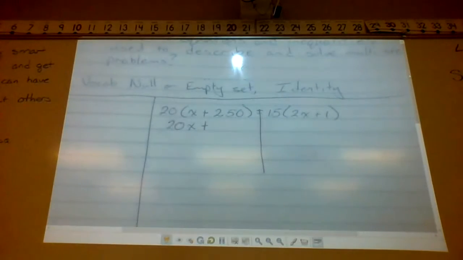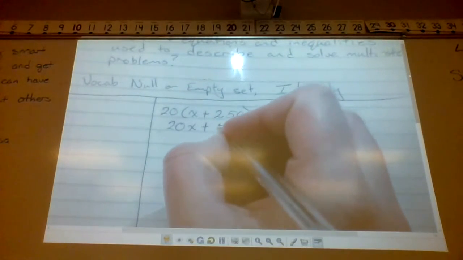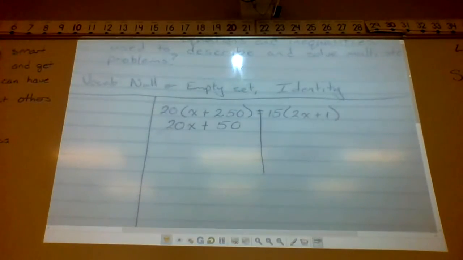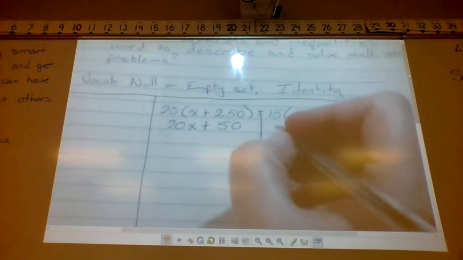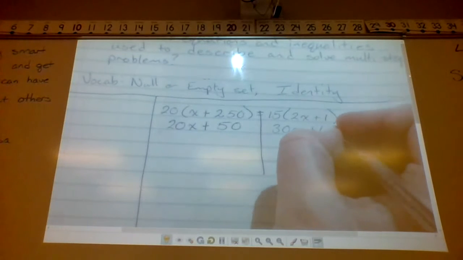Plus, what is 20 times 2.5? What's 20 times 2? 40. What is half of 20? 10. So what is 20 times 2.5? 50. Okay, what's 15 times 2x? 15 times 1.